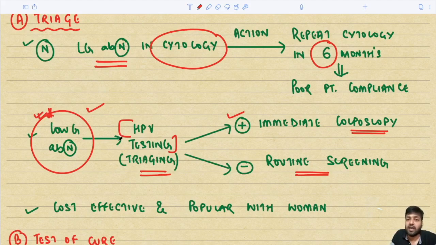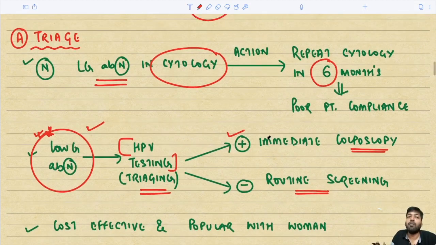So this is triaging. On a priority basis, only those cases which are showing abnormality in cytological evaluation are subjected to HPV testing at the same time. And if the patient is positive for HPV, then we go for immediate colposcopy. If they are negative, then we return the patient to routine screening. So that is why the molecular testing of HPV has a role in triaging.